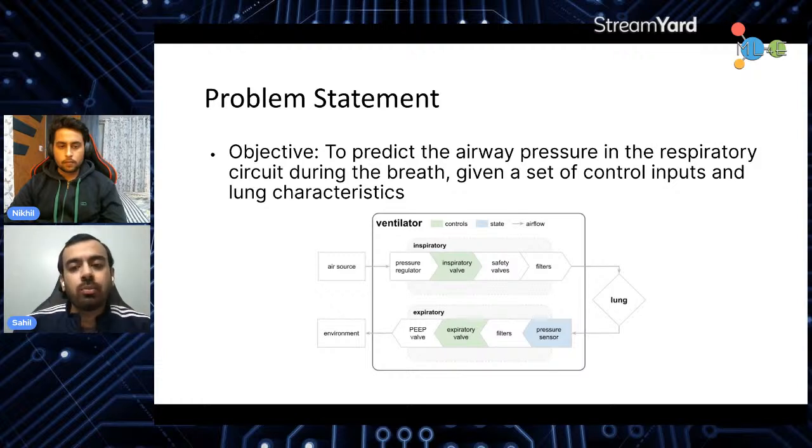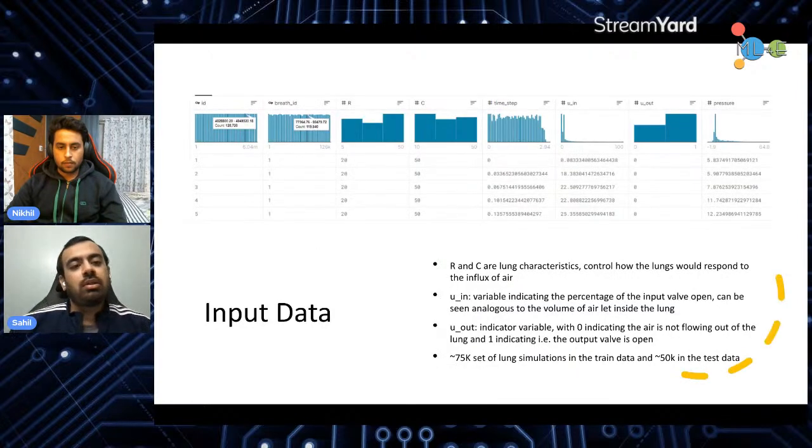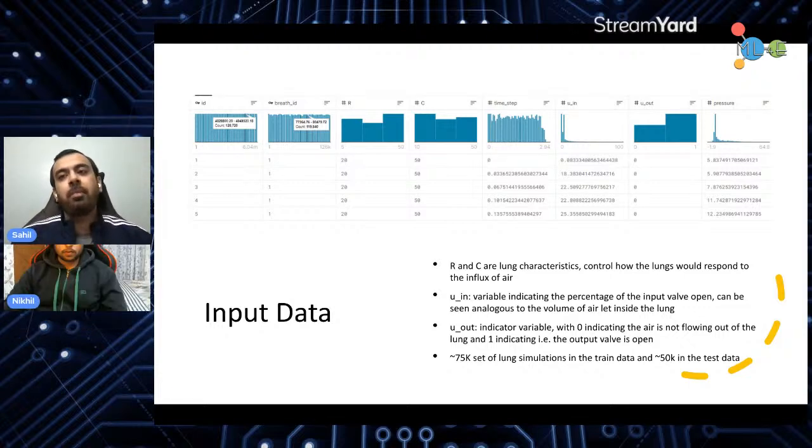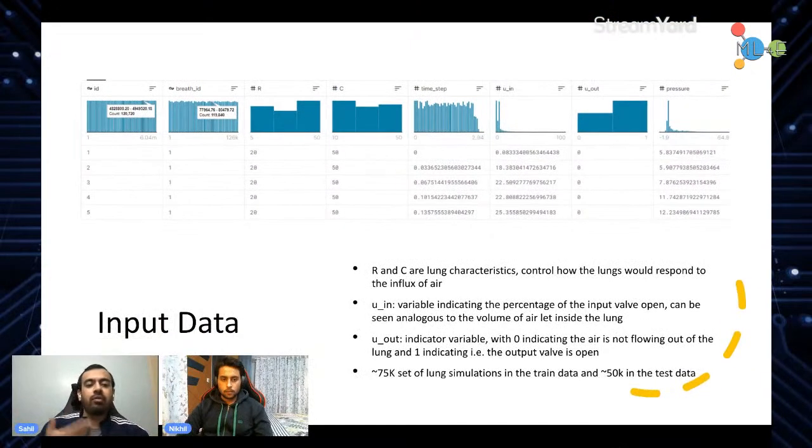Our target was to predict how much pressure would be there in this entire setup when the air is flowing in through the system. Apart from this, we were given a set of control inputs and certain lung characteristics, which we'll expand on later. So this is what the input data looks like. I'm assuming that some of the columns would be visible. The data set comprised of different breaths. We were given different kinds of breaths of each lung, and the breath length was around 3 seconds.